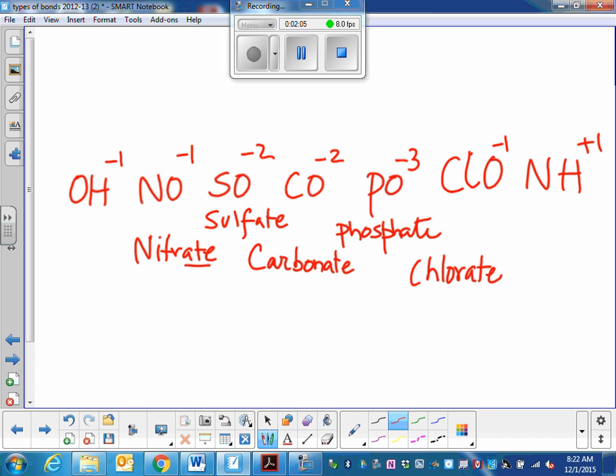Now, if you notice, the first and the last one do not end with oxygen. Everything else that we have written so far ends with an oxygen. The first and the last one end with a hydrogen. They are different. So this is nitrogen and hydrogen. It's called ammonium. And it's the only one that has what charge? +1.